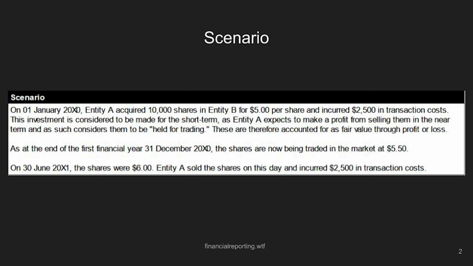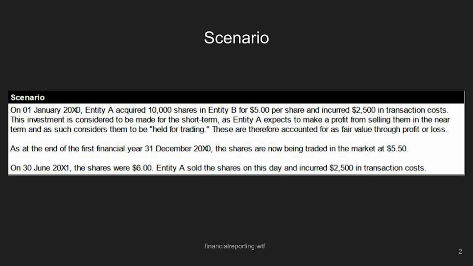In this scenario, Entity A purchases 10,000 shares in Entity B for $5 per share. $2,500 in transaction fees were incurred. For Entity A, this is a short-term investment as they expect to make a profit from selling these shares in the near term. As such, the shares are considered to be held for trading and will be accounted for as fair value through profit or loss.